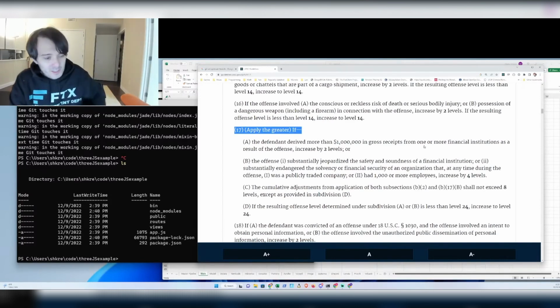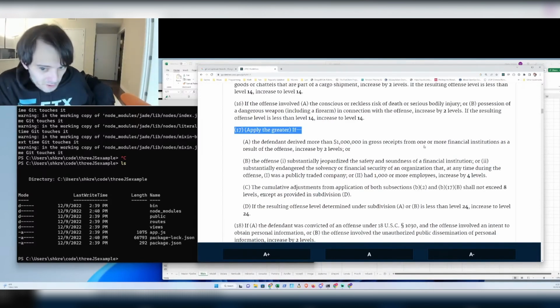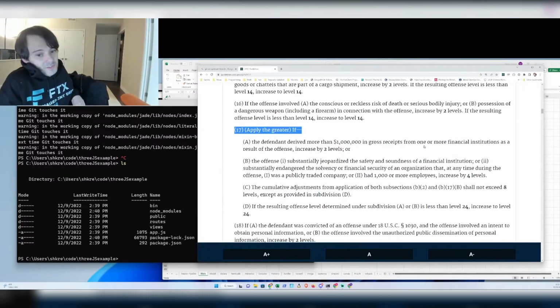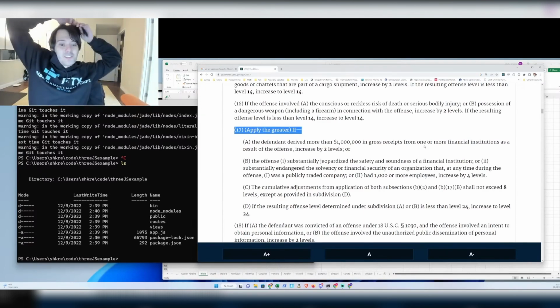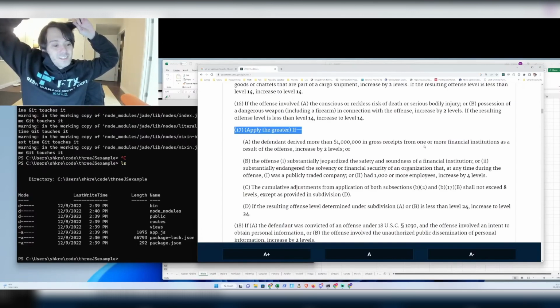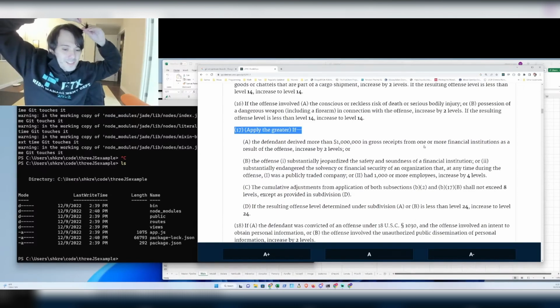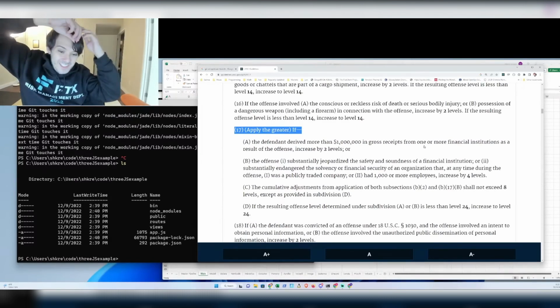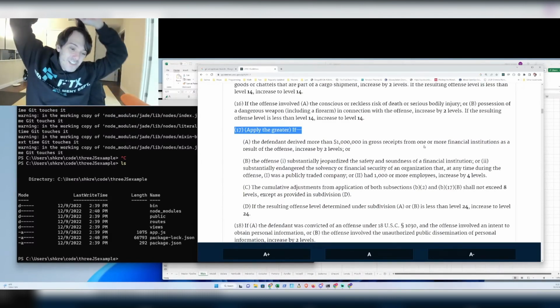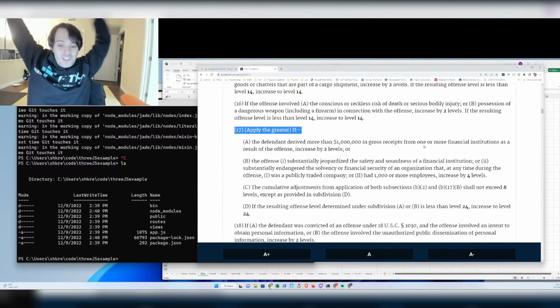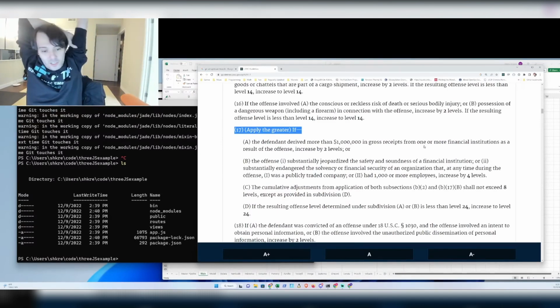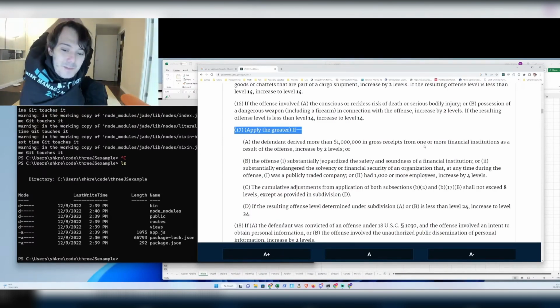17, apply. The defendant derived more than $1 million from one or more financial institutions as a result of the offense. No, it's so much better than that. B, the substantial... I disagree. He had non-bank lenders and venture capitalists, not necessarily those are financial institutions. Well, we don't know. I'm guessing some bank gave him some money, but B is even better. The offense substantially jeopardized the safety and soundness of a financial institution, substantially endangered the solvency and financial security of an organization, or was a publicly traded company or more than 1,000 employees. He definitely did that. I'm giving B.